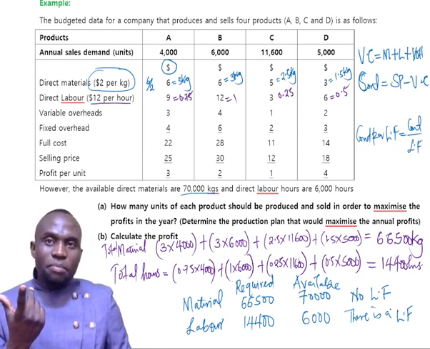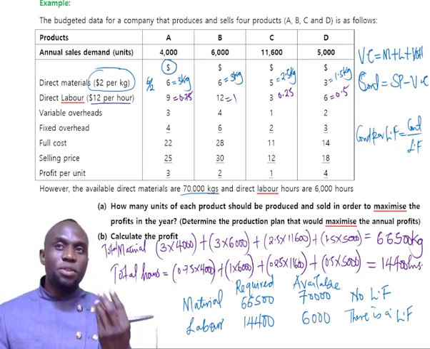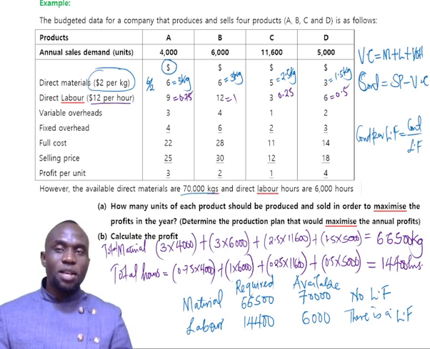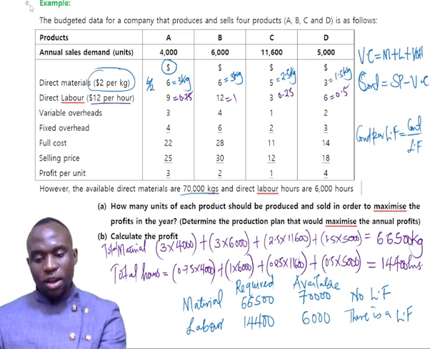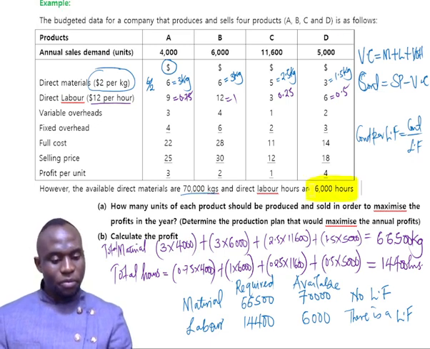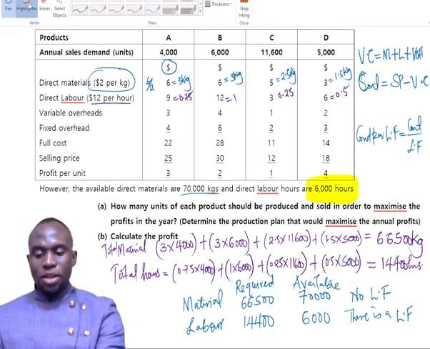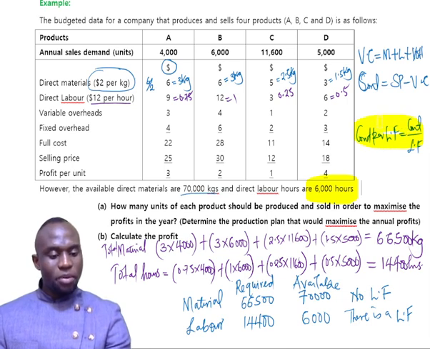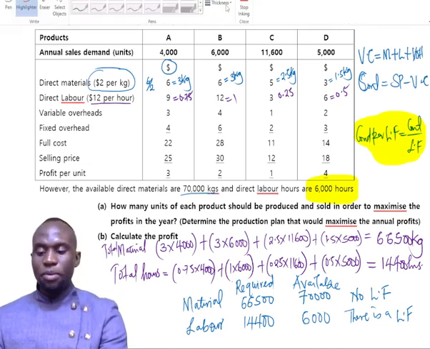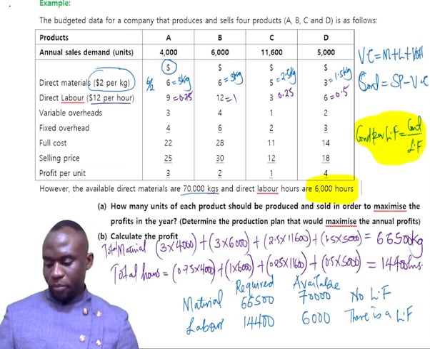So what is the aim? The aim is to make efficient use of the labor hours, efficient use of the available labor hours, which are 6,000 hours. So how do we make efficient use of the 6,000 hours? We said by determining the production plan, and our focus is to calculate the contribution per limiting factor.